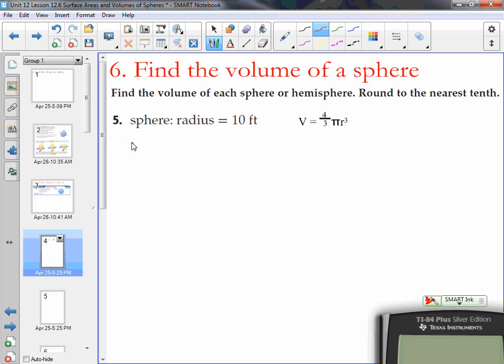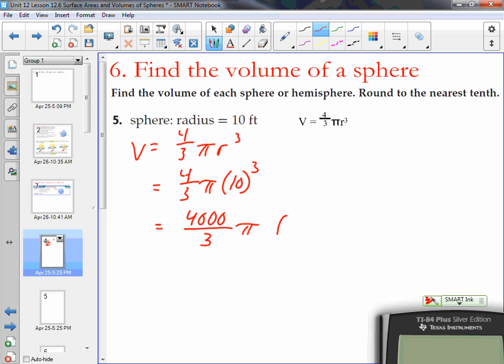So volume equals 4/3 pi r cubed. So that'll be 4/3 pi times 10 cubed. What is 10 cubed? 1,000. 4 times 1,000 is 4,000. So that's 4,000 thirds pi cubic feet for our exact answer. Y'all with me on the 4,000 thirds?